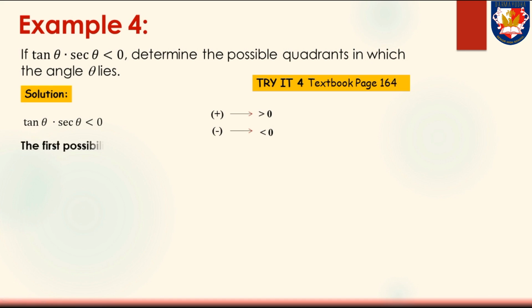The first possibility, if tangent theta times secant theta is less than 0, so tangent theta is positive and secant theta is negative. Since secant theta is negative, and secant theta is also 1 over cosine theta, so we can conclude that cosine theta must be negative. Since tangent is positive and the other functions are negative, the angle is in the third quadrant.